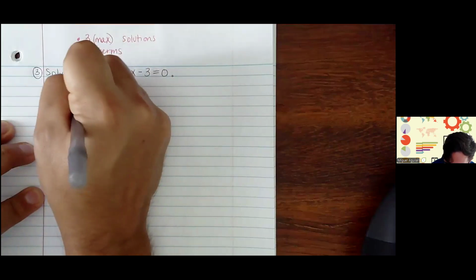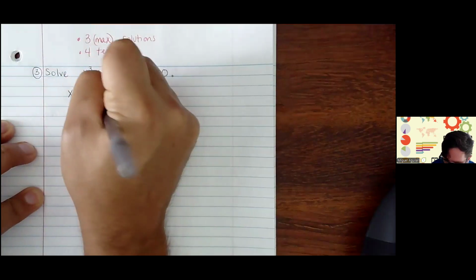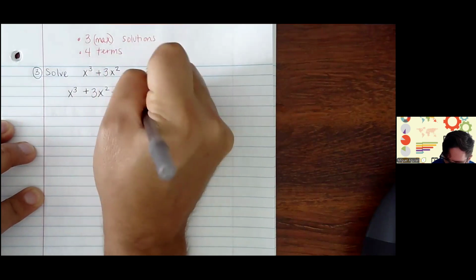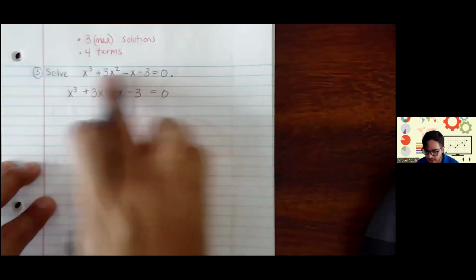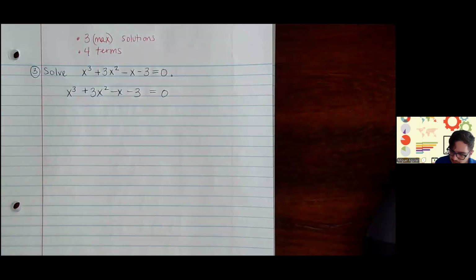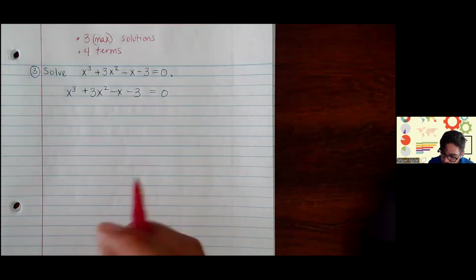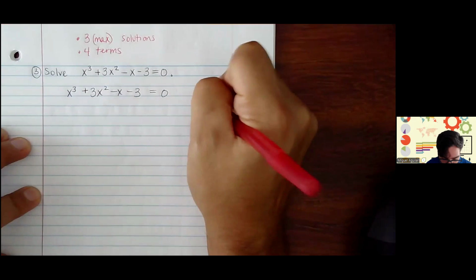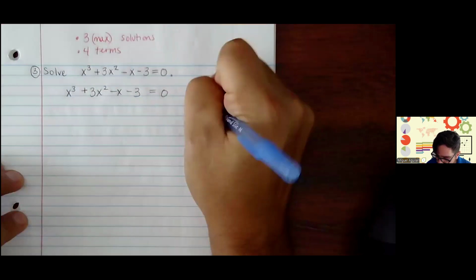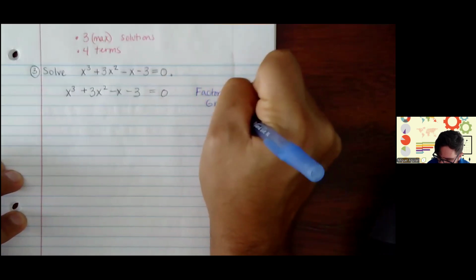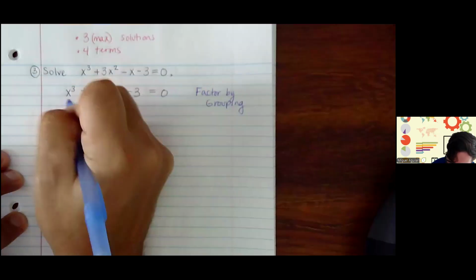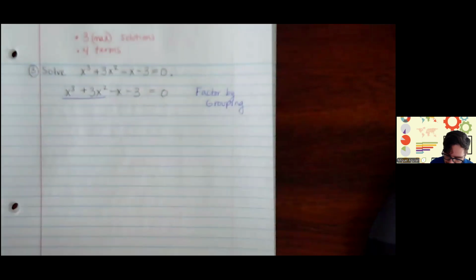So we have x to the third power plus 3x squared minus x minus 3 equals 0. Just rewriting that problem so that I don't write over the original. But since we have 4 terms, we want to factor by grouping. Let me use a blue pen here. Factor by grouping. So let's look at the first 2 terms and say, what is their greatest common factor?